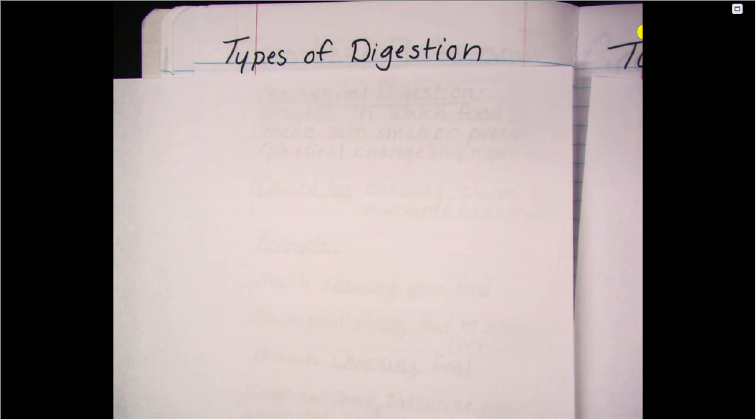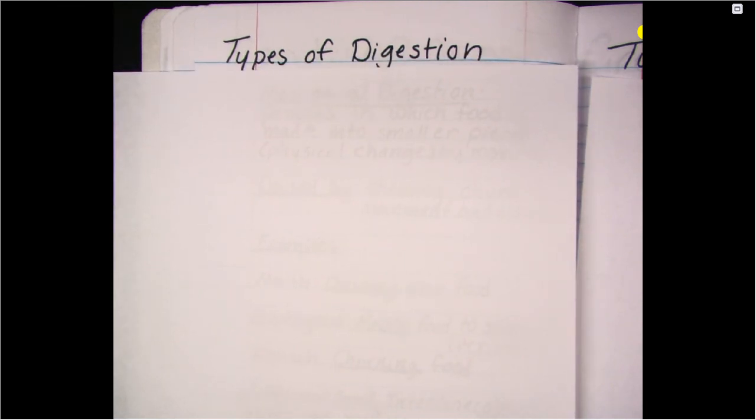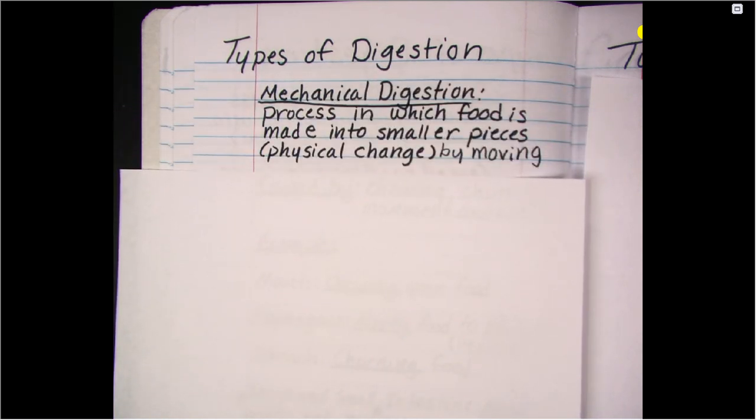Hey guys, so today we're going to talk about the two different types of digestion. We're going to start off by talking about mechanical digestion, which, in sixth grade, if you remember mechanical energy, was the energy of movement. So mechanical digestion is the same thing. It's a process of your food breaking down into smaller pieces by moving. So it's going through a physical change.